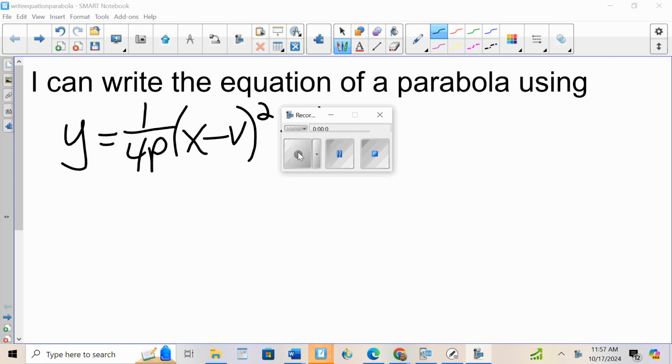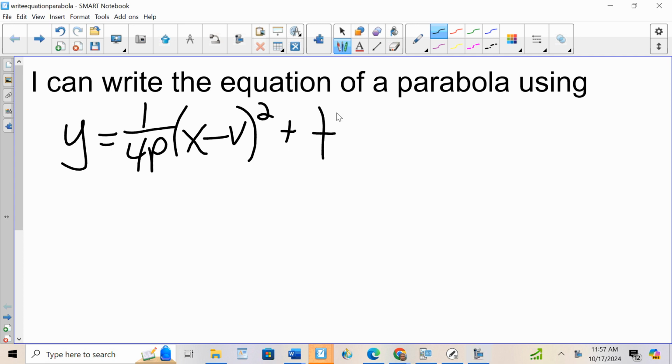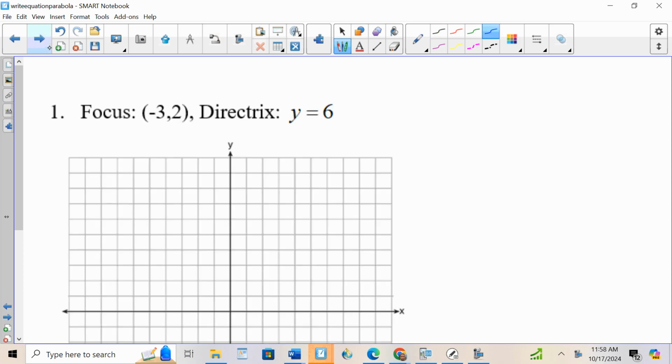Hello everybody, very important question, asked on every single Regents. I can write the equation of a parabola using y equals 1 over 4p (x minus v) squared plus t.